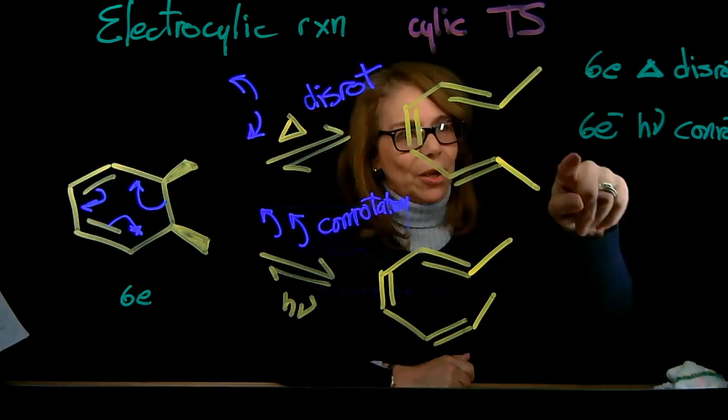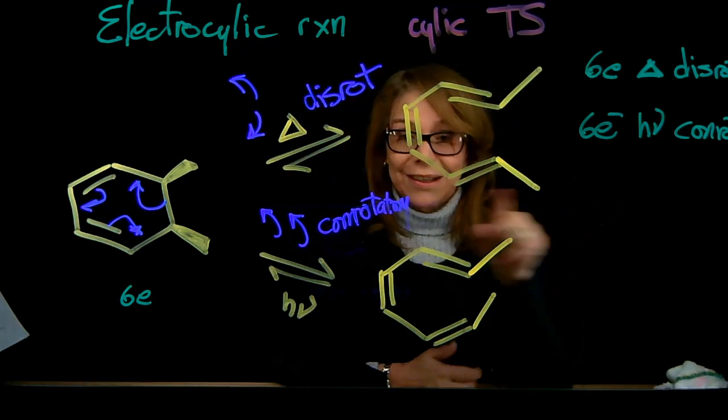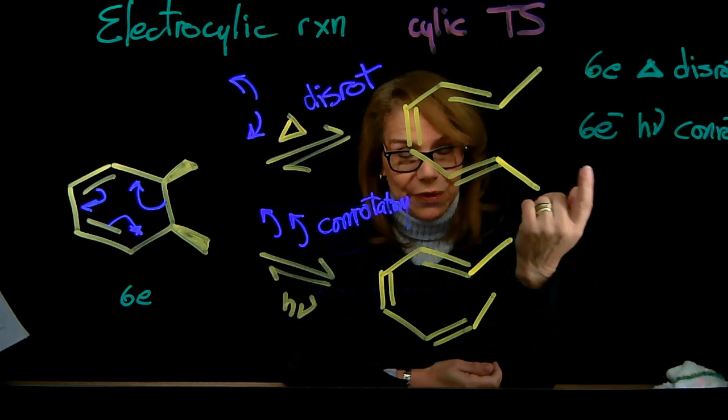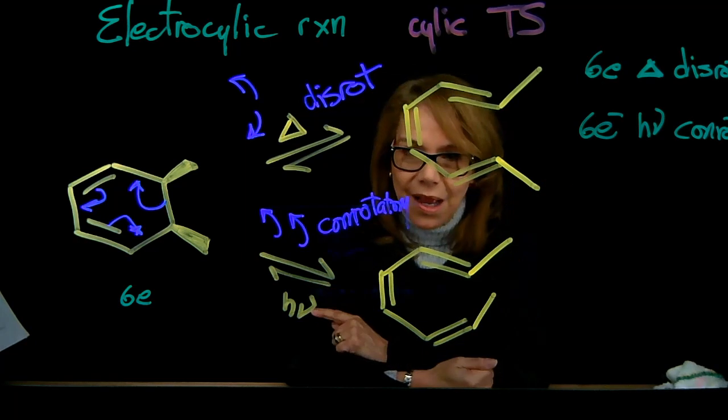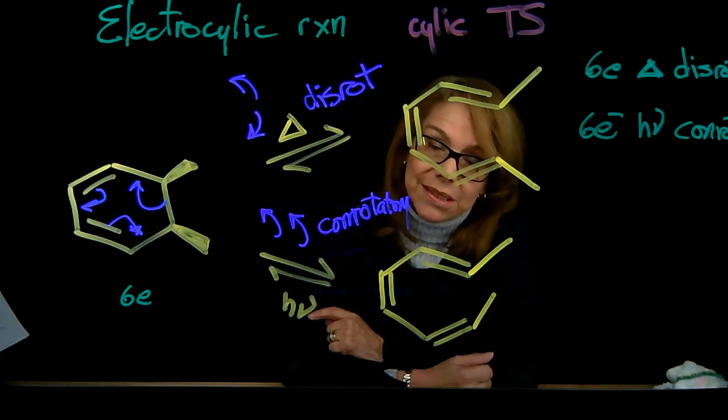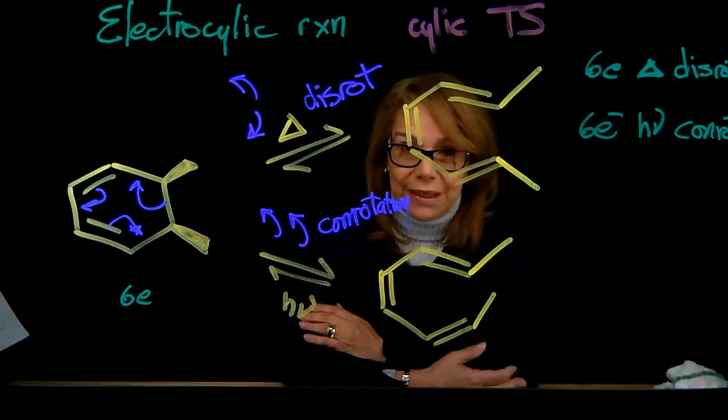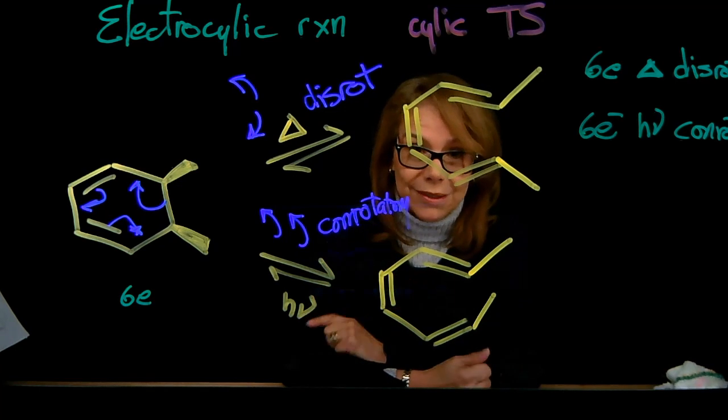So in summary, we have that. That's observed, and that conclusion is important. In another video, we're going to see what happens when we have a system doing an electrocyclic reaction involving 4 electrons, not 6.